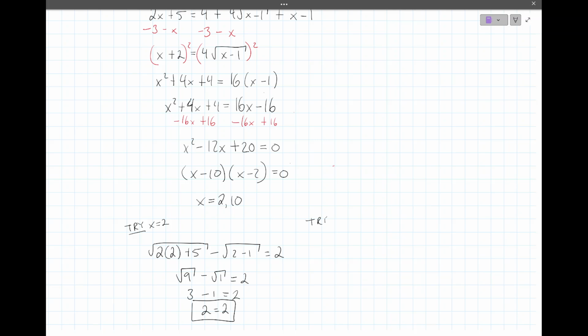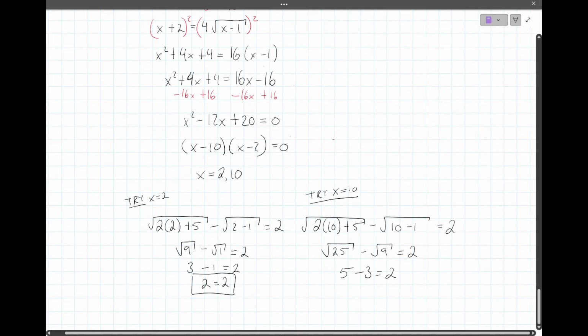Let's try x equals 10. And then we know if both are in our solution set here. So try x equals 10. And we're going to get root of 2 times 10 plus 5, minus root of 10 minus 1 equals 2. Okay, so this is going to be root 25. 2 times 10 is 20, plus 5 is 25. And then 10 minus 1 is root 9, and this will be 2. Then I'm going to get 5 minus 3 equals 2. And then I'll finally get 2 equals 2.